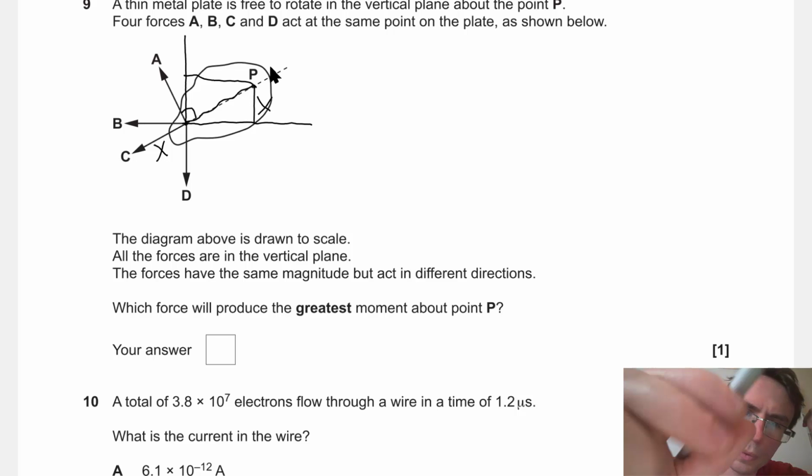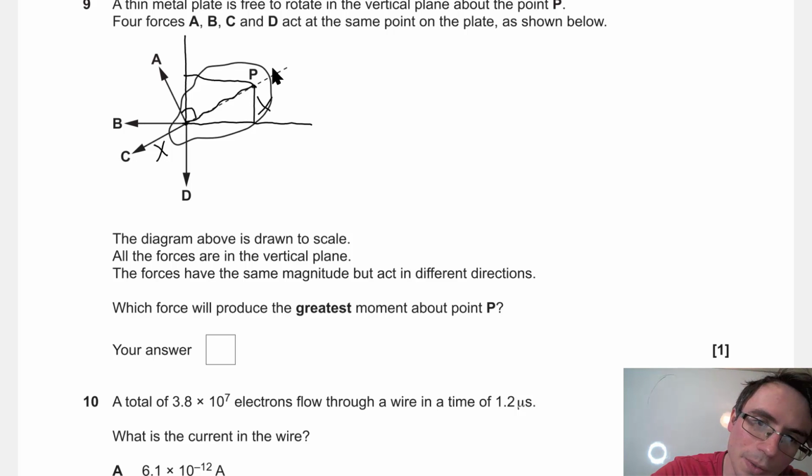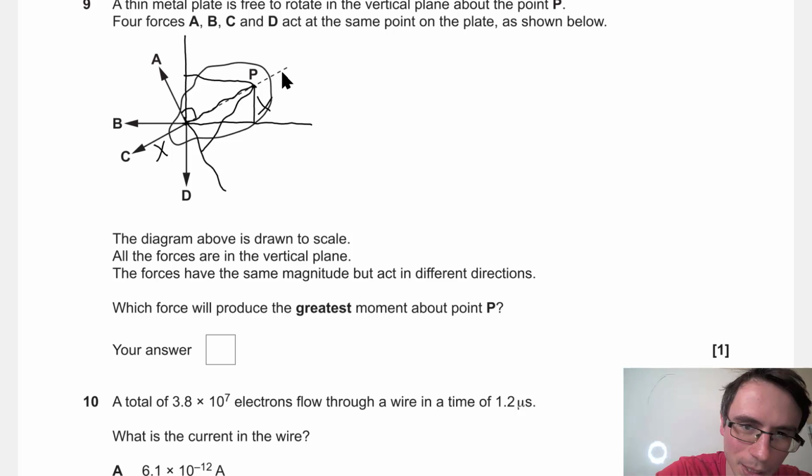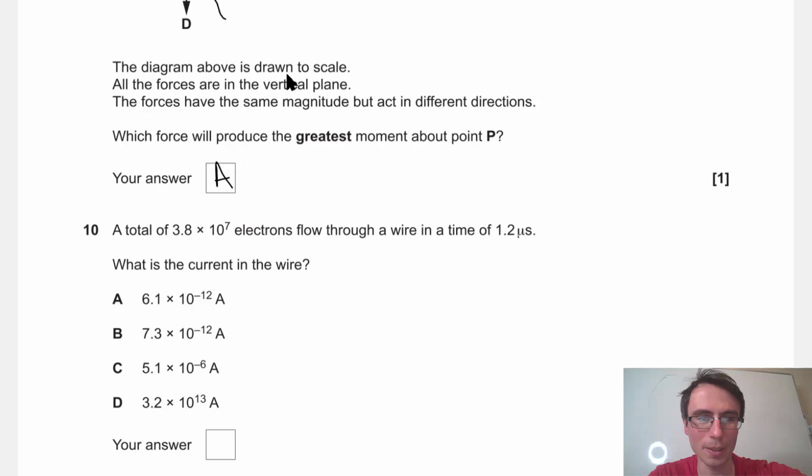We've not really drawn A, have we? So let's extend A. Oh gosh, this digital whiteboard is terrible. Please do that properly in the exams. I think it will actually be A because this distance just visually looks like the greatest. This looks like a work of modern art, but I'm going to go for A on this one.